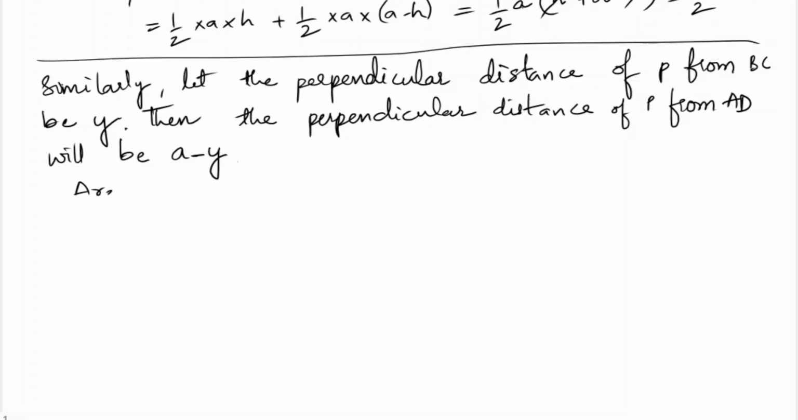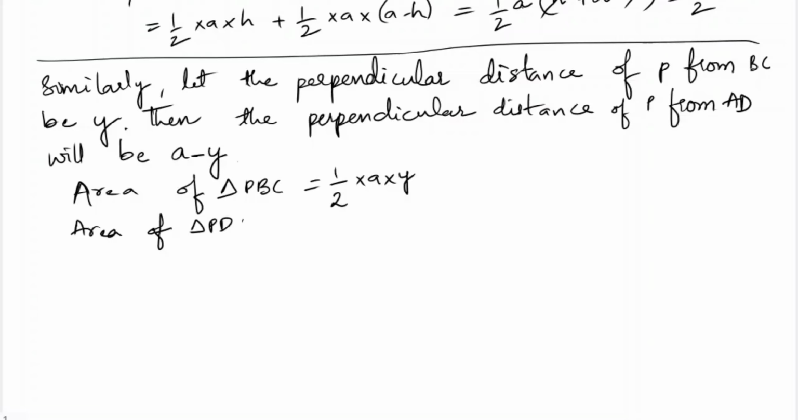Now area of triangle PBC. So what will it be? It is half into a into height, that is y, and area of triangle PDA, that will become half into a into a minus y.